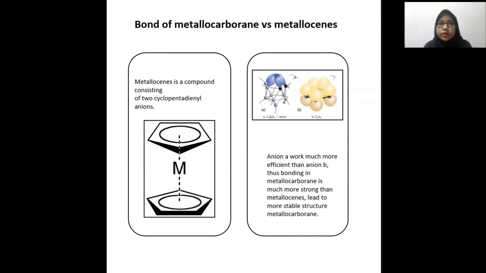So, bond of metallocarborane versus metallocenes. What is metallocene? Metallocene is a compound consisting of two cyclopentadienyl anions. This is an example of the structure of metallocenes. The anion works much more efficiently in anion A compared to anion B. Anion A is a metallocarborane while anion B is metallocene. Thus, when anion A works much more efficiently than anion B, it shows that metallocarborane is much stronger than metallocene, leading to a more stable structure of metallocarborane compared to metallocene.